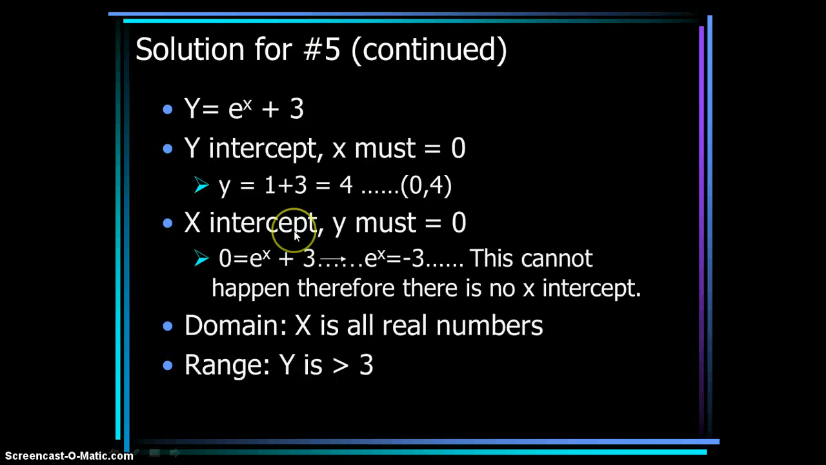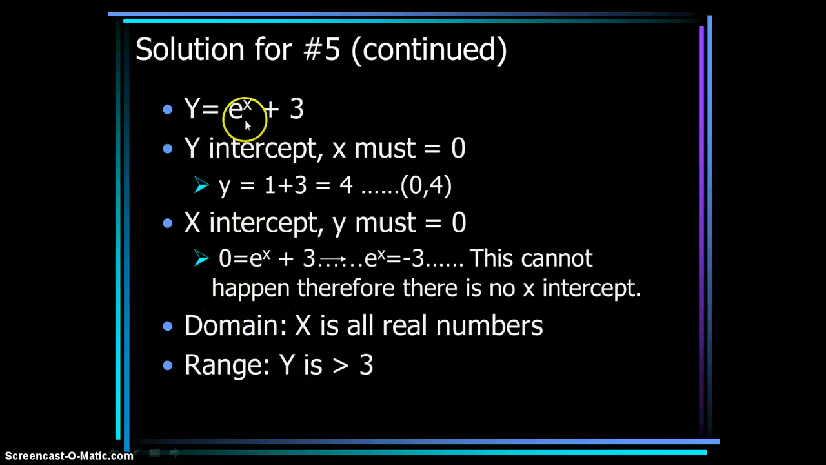X-intercept. That's what makes this equal to 0. This will never be equal to 0 because e is a positive number. In order for it to be 0, e to the x would have to be negative 3. That will never happen. Okay, so there is no x-intercept.